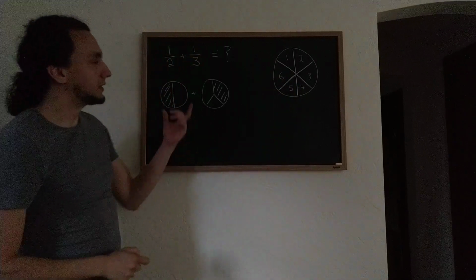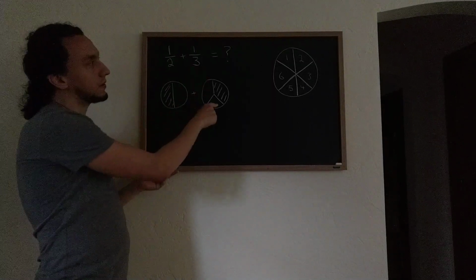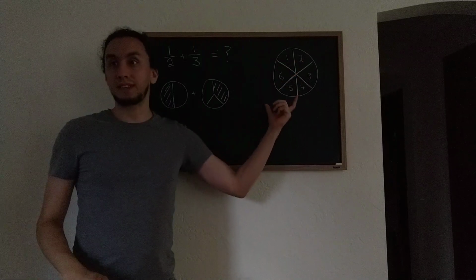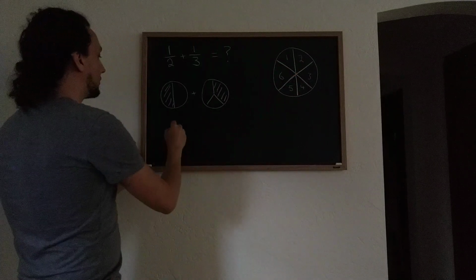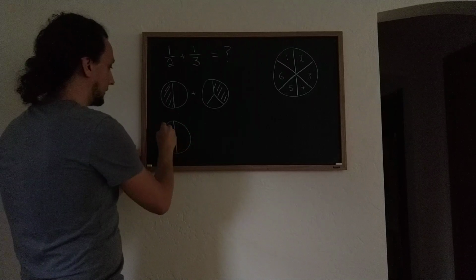Okay, so what we can do is we can think of both 1/2 and 1/3 as a certain number of sixths. So let's do it with 1/2 first.